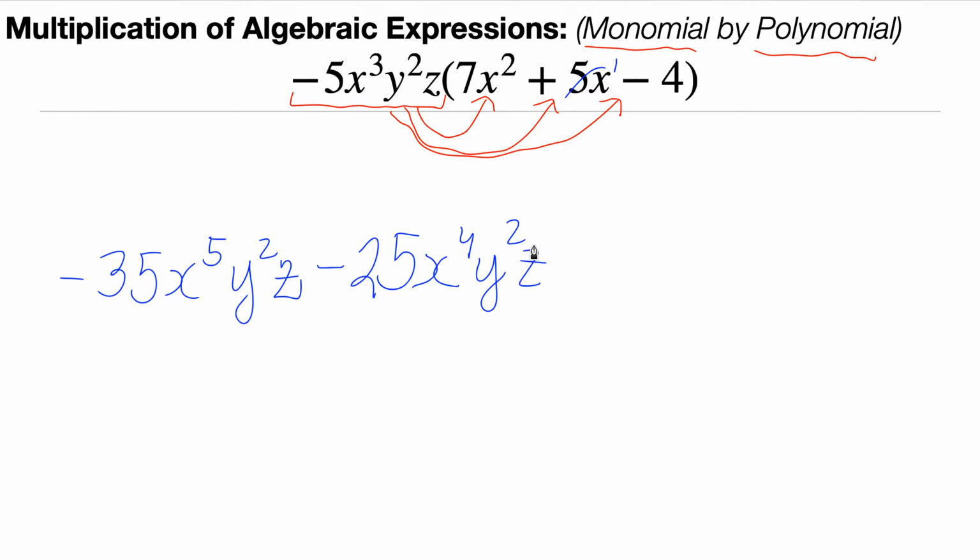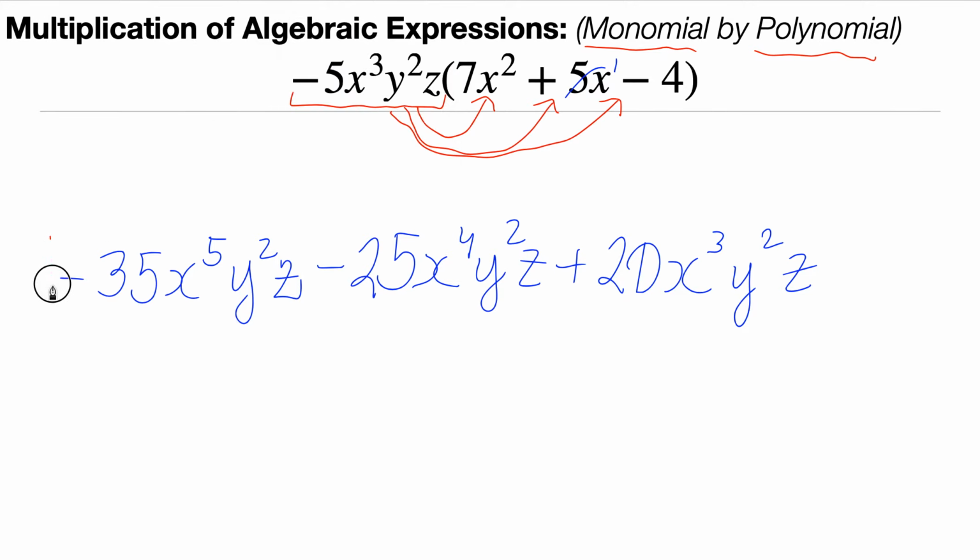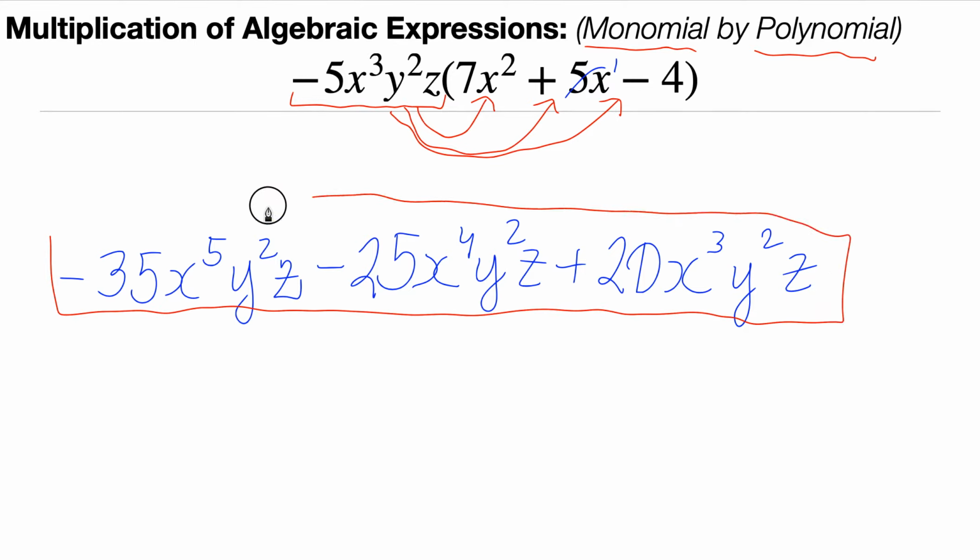And then lastly, we're going to distribute this monomial to this last term here. This is a constant, which is minus 4. Multiplying this constant by the numerical coefficient only, because it doesn't have any variable, means we just need to copy the rest. So minus 5 times minus 4, since they have the same signs, that's going to become positive. 5 times 4 is 20. And copy the rest of the terms in the monomial, x cubed, y squared, z. Z raised to 1, or we can just put z there. And this will be our final answer for multiplication of monomial by polynomial.